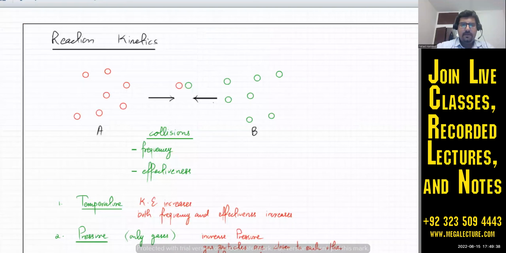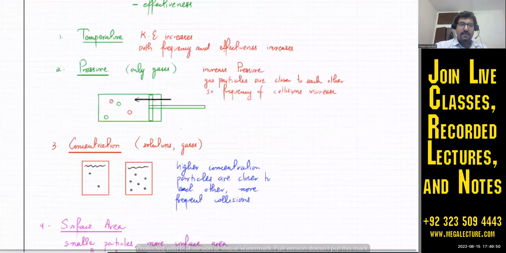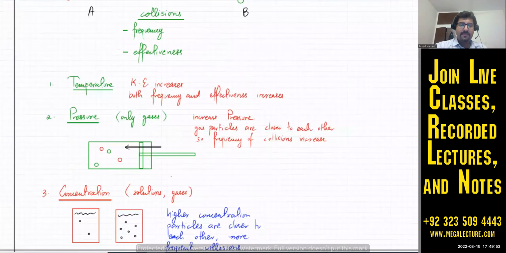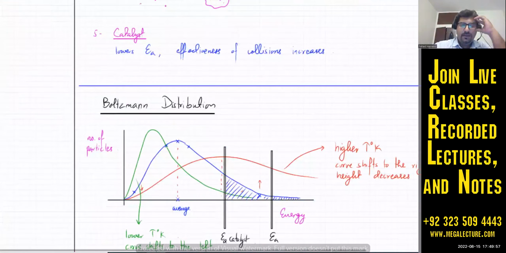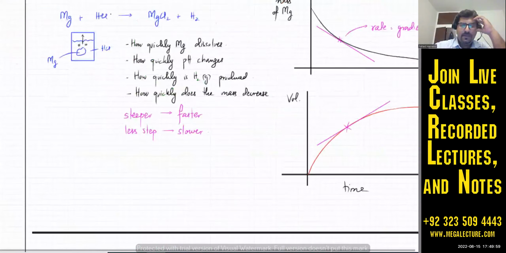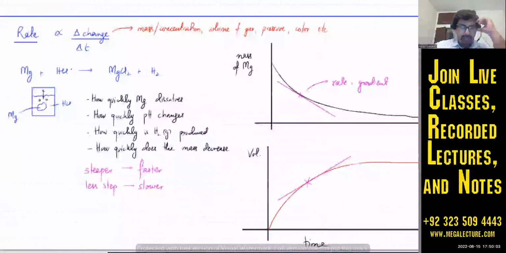So we started with reaction kinetics. We talked about the factors that affect the rate of reaction: temperature, pressure, concentration, surface area, catalyst. We did the Boltzmann distribution. I also told you what rate is. When you talk about rate, what do you actually mean?